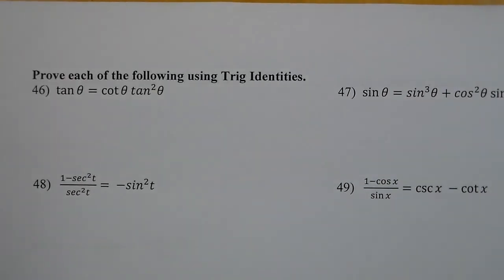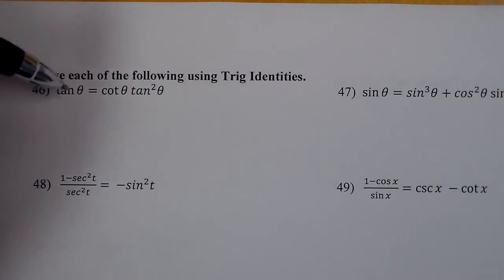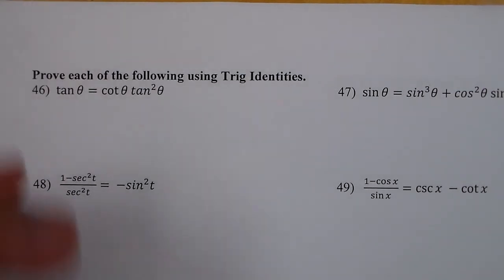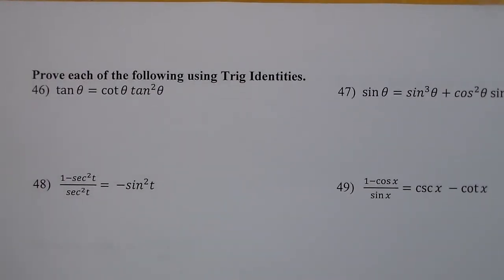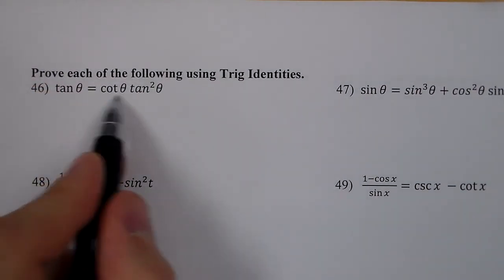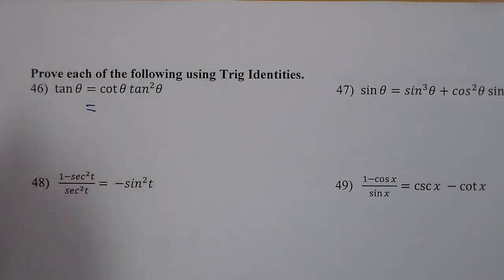So then we get to our proofs. Now the nice thing about the proofs is they're just like the simplifying we just had, but we know the end result. So your goal in the proof is not to show me the answer that you get, it's to show me the steps to how you arrive to that answer. Show all your steps. So for something like 46, I'm going to take the more complicated side first.